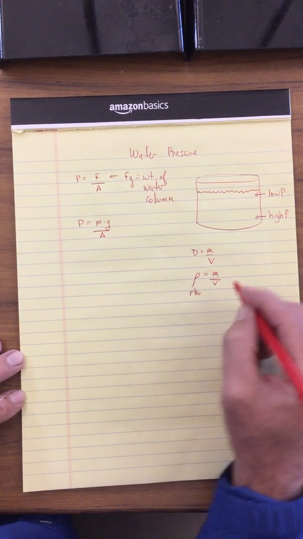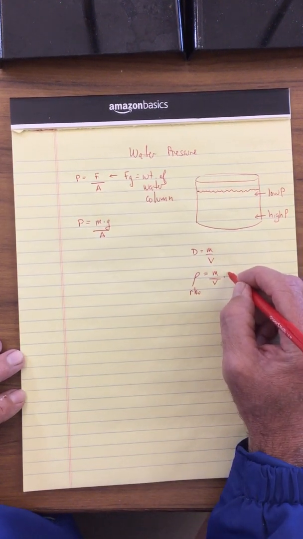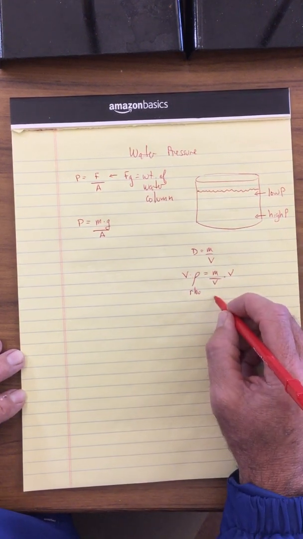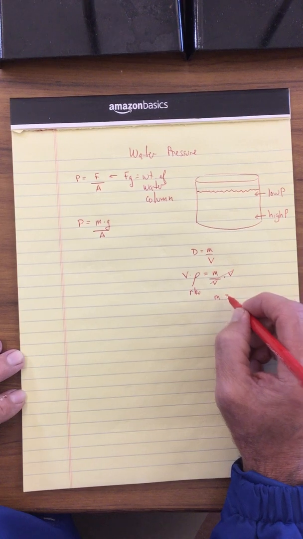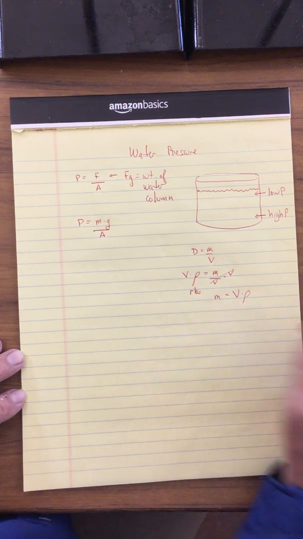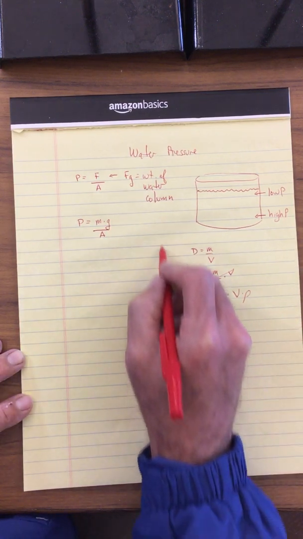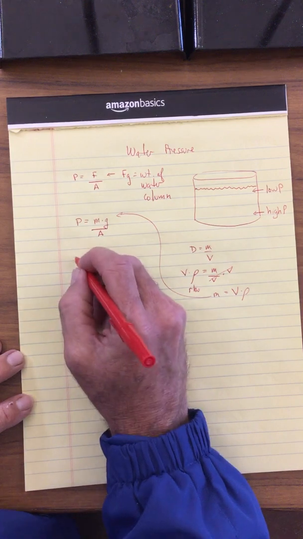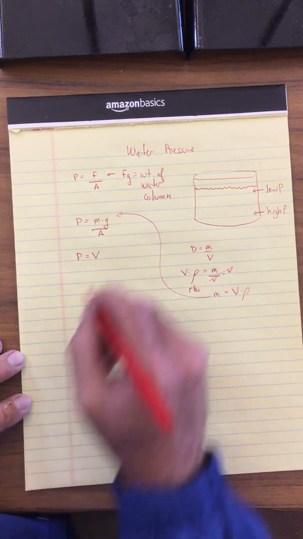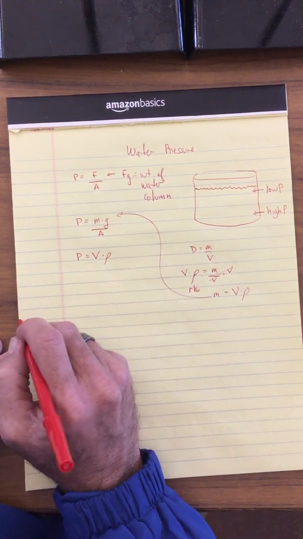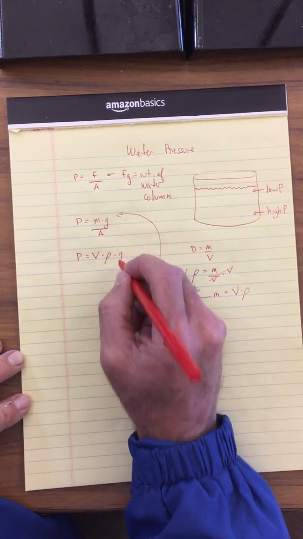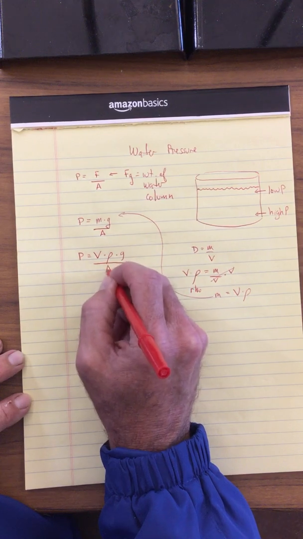But I want to solve for mass, so I'm going to multiply both sides by volume. So my volumes will cancel. Mass is going to be equal to the volume times the density. We're going to plug this in to this formula right here. So pressure is going to be equal to the volume times the density times gravity all over area.